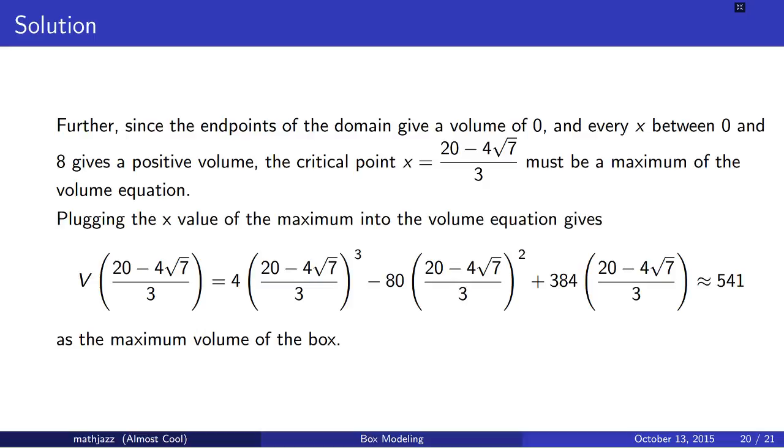Plugging our critical point into the volume equation will give us the volume of the box at its maximum. So v of 20 minus 4 times the square root of 7 over 3 is equal to this polynomial with 20 minus 4 times the square root of 7 over 3 plugged into it. And if we evaluate that, we get a number that is just a little bit less than 541. I think it was 540.8 something when I did it. And that is the maximum volume of the box.